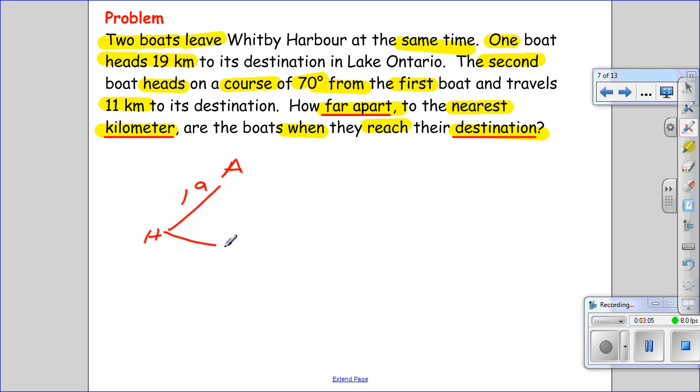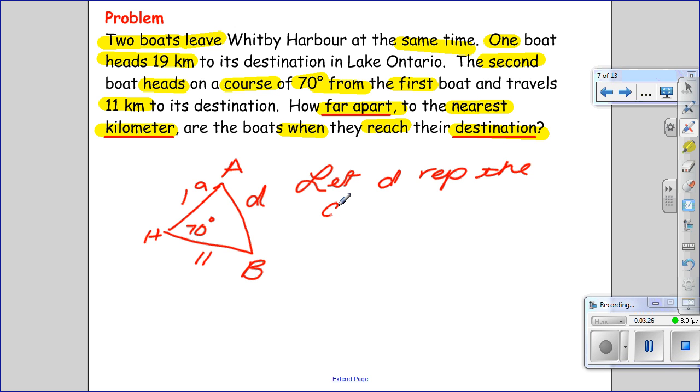Boat B makes an angle of 70 degrees with boat A when it leaves, and it travels 11 kilometers. We want to know the distance in between them, so we'll call that D. So we can say let D represent the distance in between the boats when they reach their destination in kilometers.